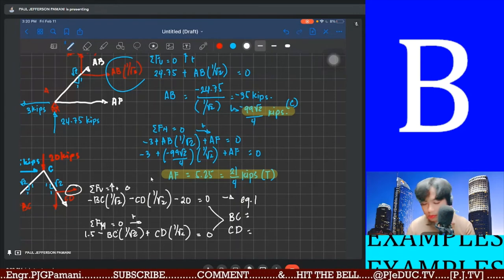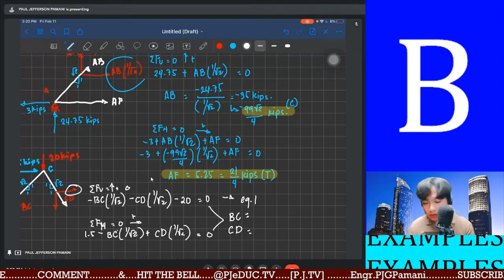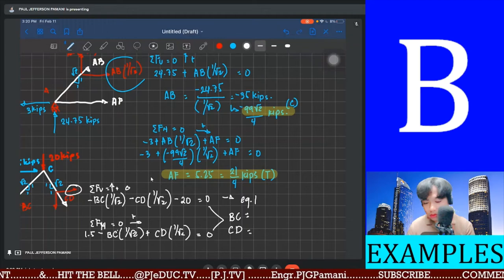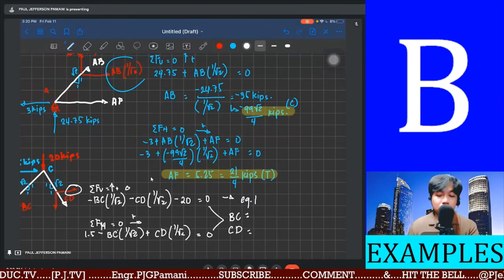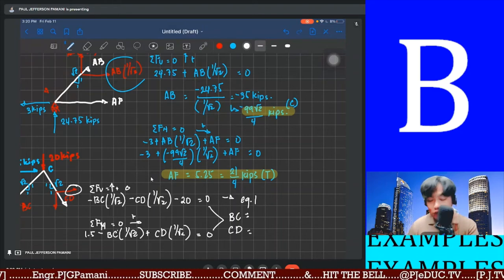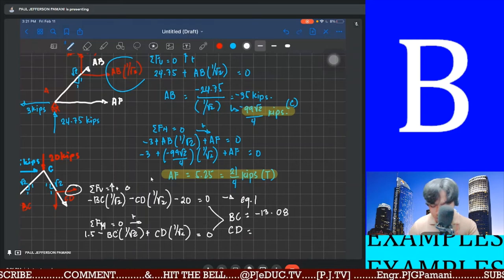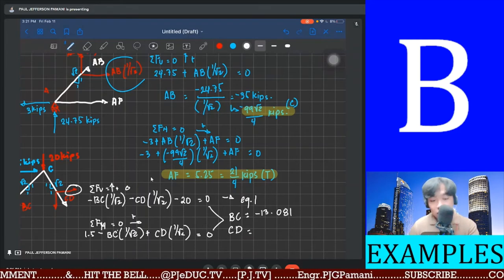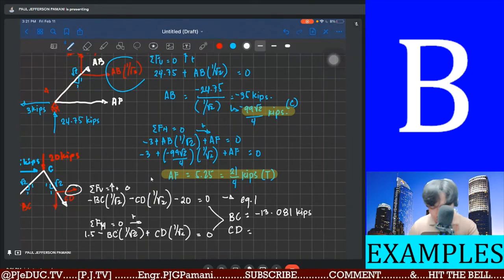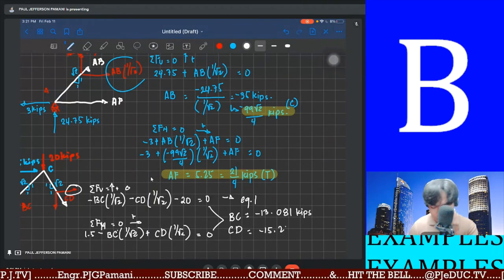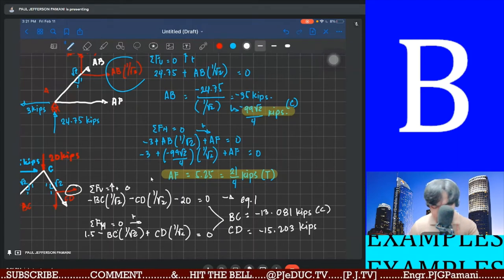Then transpose of negative 1.5. Positive yung isa, negative yung isa. Okay. Simplify. Show your solution giving us the value of BC, which is negative 13.081 kips. And the value of CD of negative 15.203 kips. Both of them are in compression.